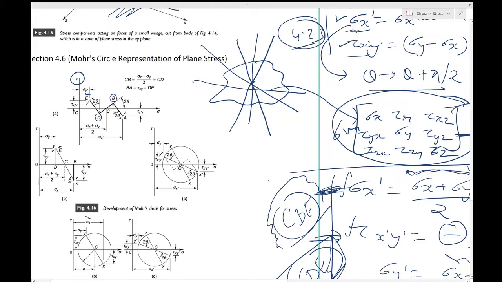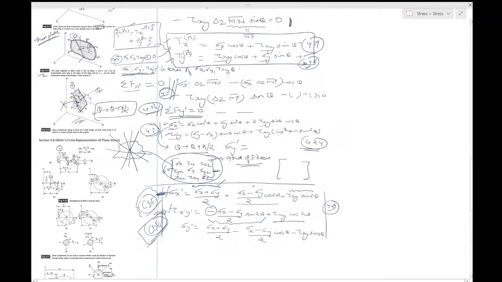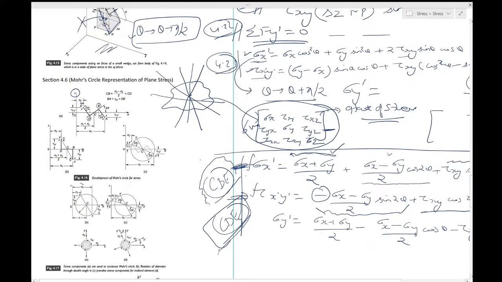Now we use these equations for sigma x dash from 4.15. This all was coming from equation 4.15. If we permit the angle theta to change, everyone can see a theta in 4.16a, the line ABCDE would change its orientation, right?